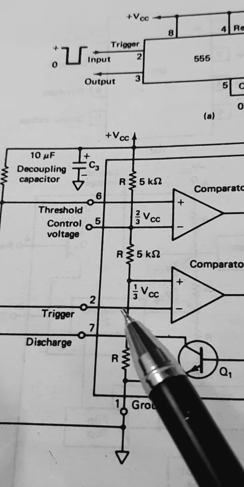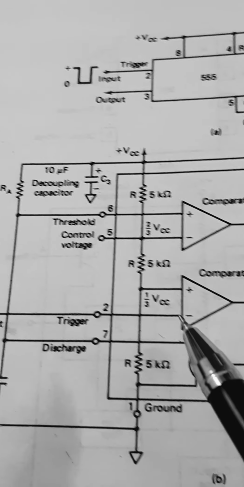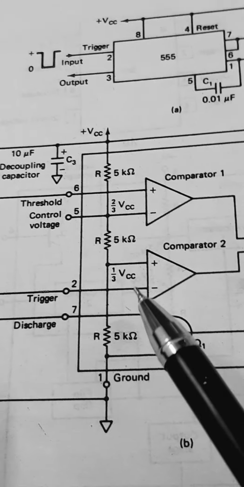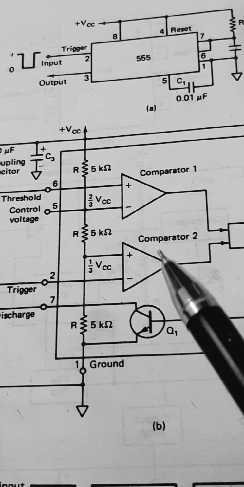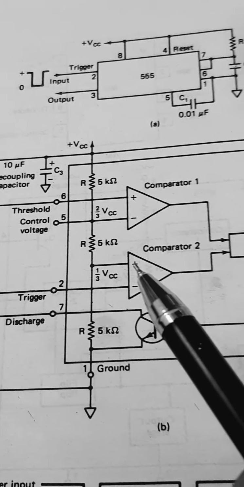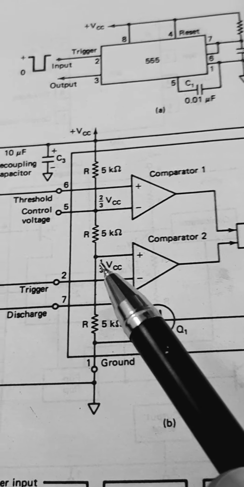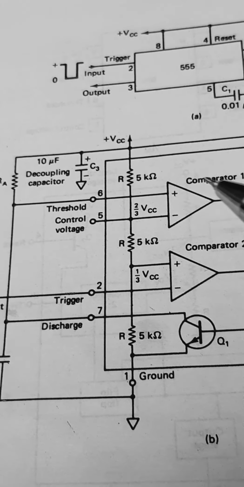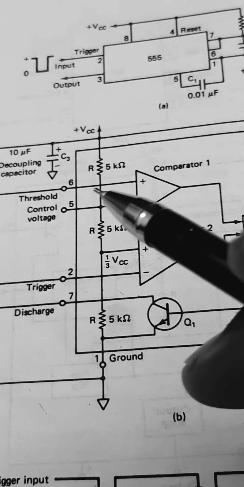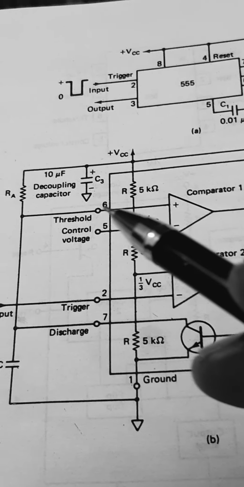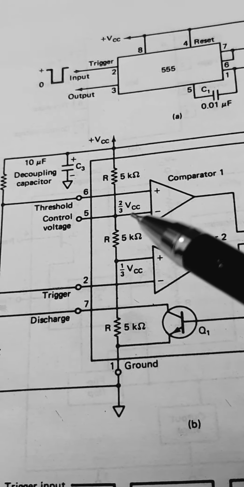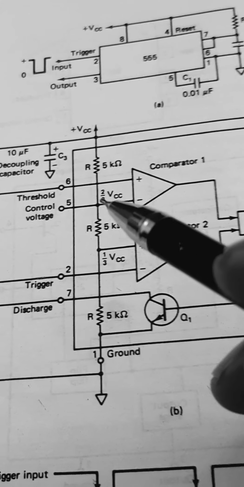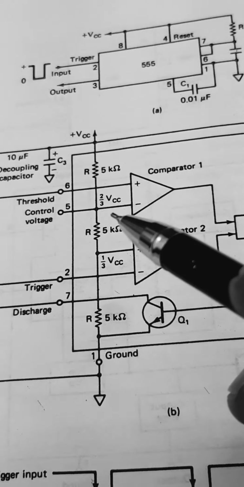How is it connected? Pin 2 is connected to the negative terminal of the operational amplifier, comparator 2. The other end, the positive terminal, is 1 by 3 VCC. And the comparator 1 positive terminal is connected to pin 6, the threshold, and the negative terminal is connected to 2 by 3 VCC.